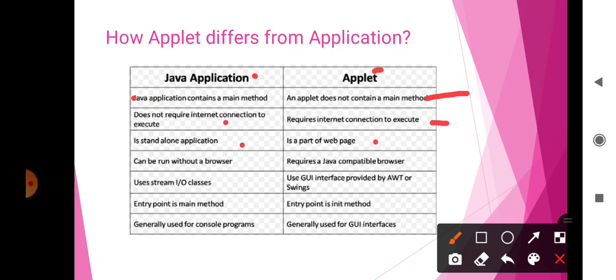An applet is part of a web page. Then Java applications can be run without a browser, but an applet requires a Java compatible browser. Then Java applications use stream IO classes, but an applet uses the GUI interfaces provided by the AWT or Swing. Then the Java application's entry point is the main method, but the applet's entry point is the init method. Java applications are generally used for console programs, but applets are generally used for graphical user interfaces.